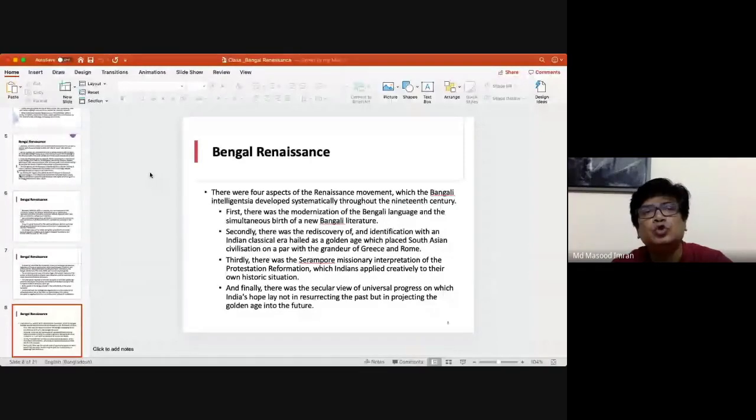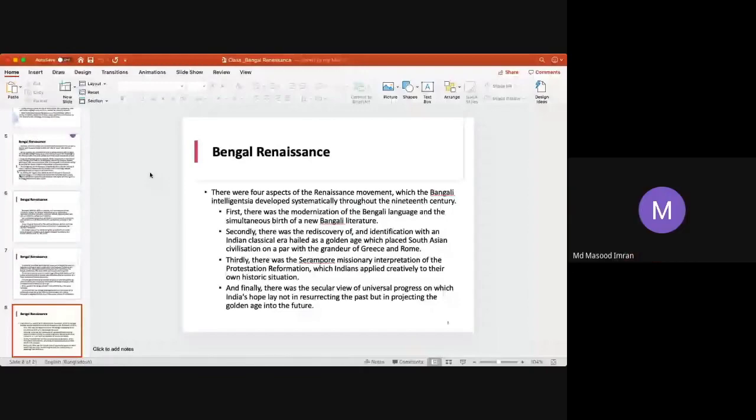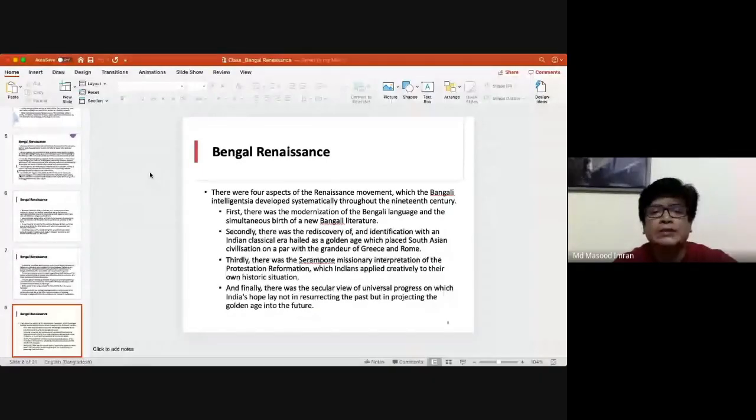And finally, there was the secular view of universal progress, in which India's hope lay not in resurrecting the past, but in projecting the golden age into the future. So it seeded the hope in Indian people to get freedom from the British also. So this is the reasoning for the Bengal Renaissance.